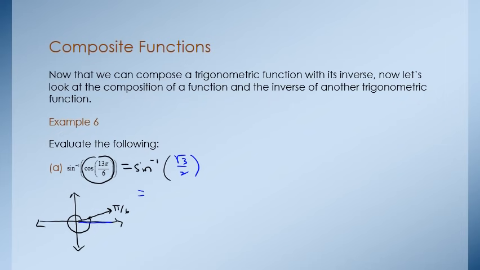And not only that, but for sine inverse, it has to be between pi over 2 and negative pi over 2. The answer to that is going to be pi over 3. Make sure that you understand that. Pi over 3, of course, is right here, and I can see that this has a small cosine and the larger sine value.